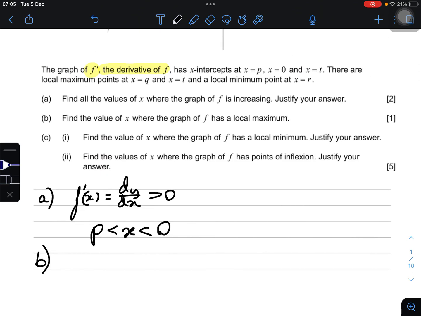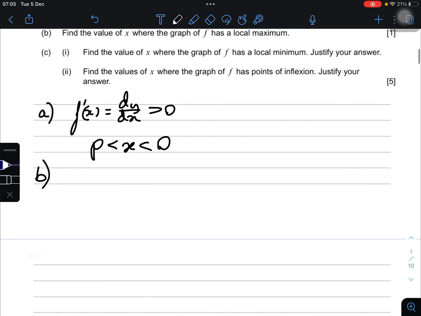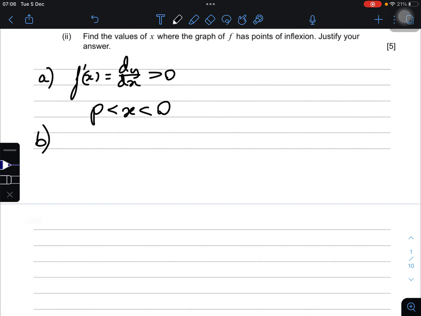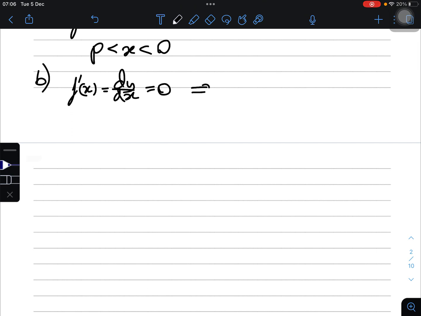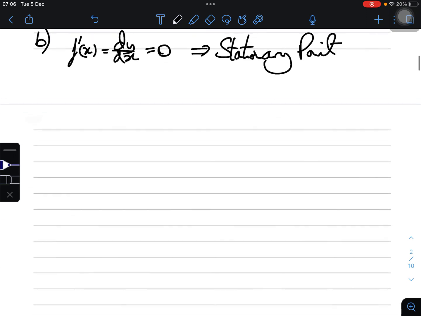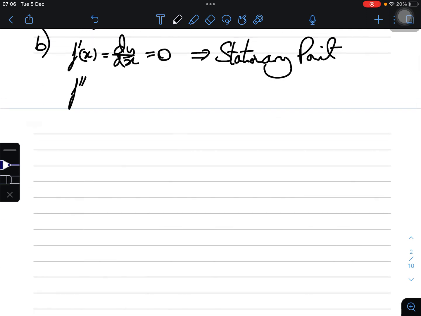Find the value of x for which the graph of f has a local maximum. Well, let's think about what local maximum would mean. So a local maximum means that our differential, f dashed of x, or dy by dx, will be equal to 0. That's a stationary point. So that implies that it's a stationary point. What do we need to know if it's a local maximum? A local maximum would mean that our second differential, or our d squared y over dx squared, would be less than 0. Now that's a key part to note.